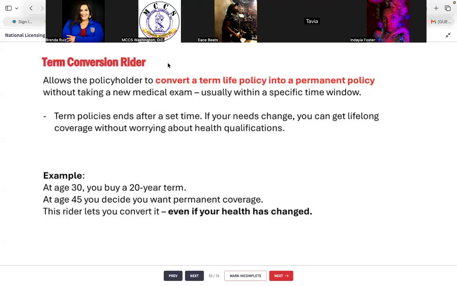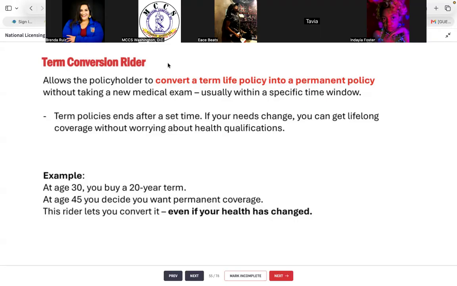The term conversion rider. Let's say again, you're 20 years old, or there's an example here of 30 years old. You decide to buy life insurance. You're like, you know what? Let me be responsible. Let me get this life insurance. And you buy a 20-year policy. Now, 15 years in, you're like, you know what? Still pretty healthy. I kind of want this permanent policy.